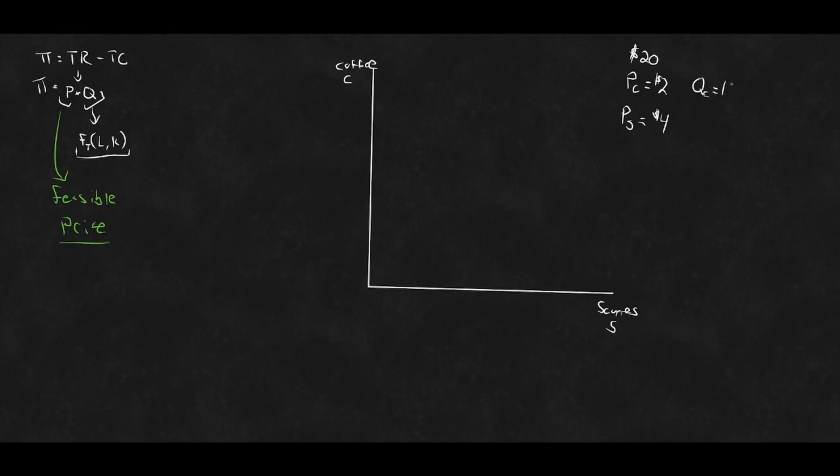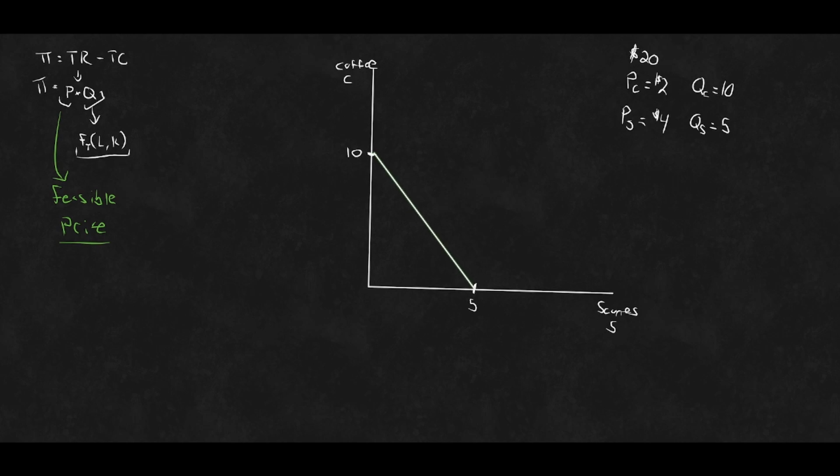So something like this: 10 cups of coffee, if I were to only be buying coffee, 0 scones at all. The flip side, what if I were to only be buying scones, no coffee at all? What would be my highest quantity of scones that I could purchase altogether? Well, same kind of idea. We could go 20 divided by 4, and that would give us that we could buy 5 scones. So there we go. Those are our two extremes for our $20.